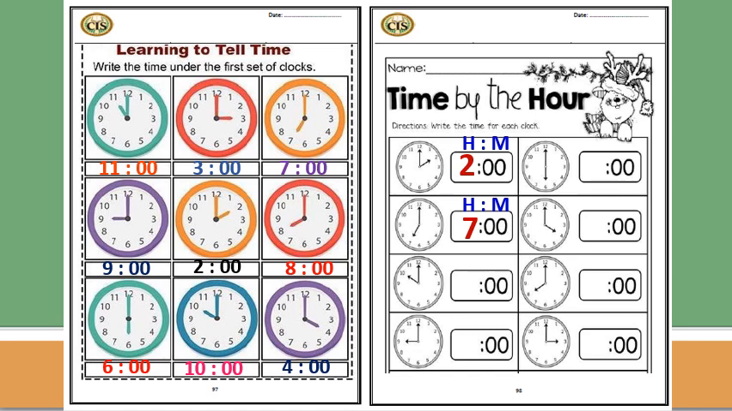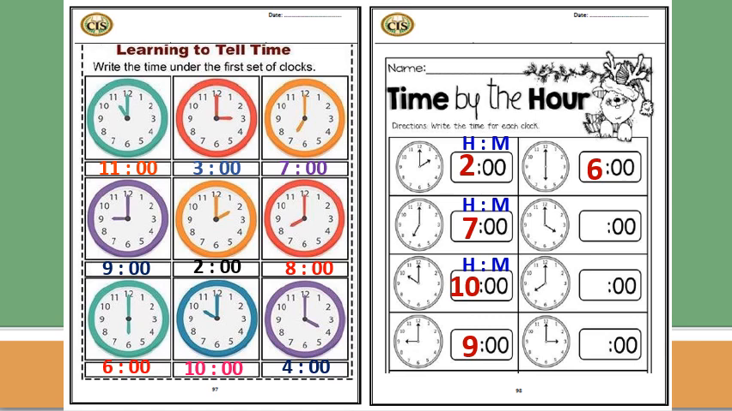Here in the minutes hand we have 0, 0. So in hours the short hand points to 10. So it's 10:00. Here we have in the minutes hand 0, 0. So in hours the short hand points to 9. It means 9:00. Here we have in the minutes hand 0, 0. So in hours the short hand points to 6. So it means 6:00. 6 for hours and 0, 0 for minutes.